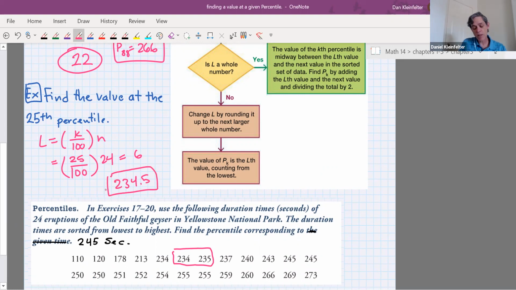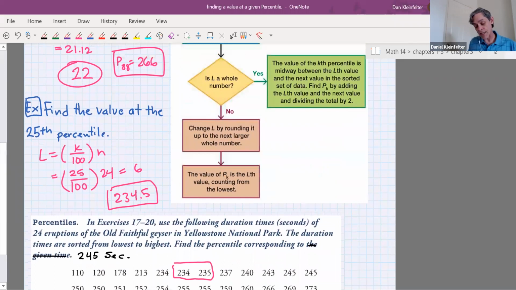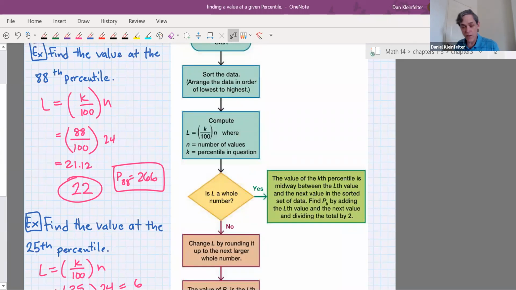That's midway between 234 and 235. So there's this kind of longer process to find the value at a certain percentile. You calculate this value, L, that we're interested in, as the percentile divided by 100 times how many numbers there are. Then you check and see if it's a whole number. If it's not, you round up and use that number. If it is a whole number, you use the mean of that number and the next number in your list.